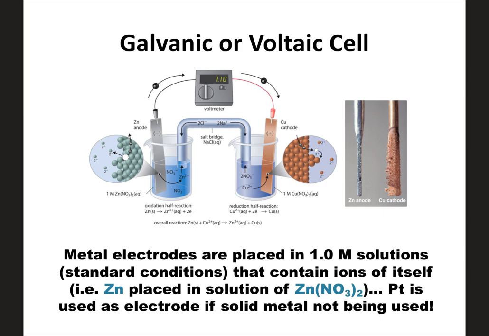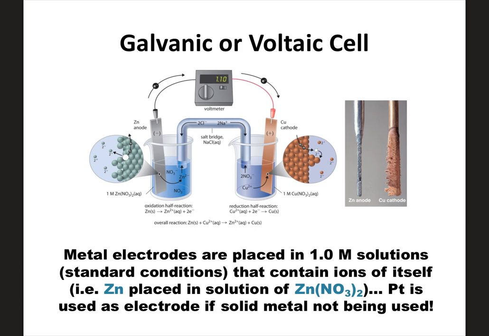You will have these metal electrodes separated because that's how we're going to generate this electrical current. If they were together, it would just produce energy given off as heat. We don't want that. We want the electrons to go through the wire to generate electricity. So we keep these electrodes separate. But the metal electrode needs to be in a 1 molar solution that has ions of itself in there. So if you have zinc, you need to be in a 1 molar solution of zinc 2+. All right, this is something you need to understand.